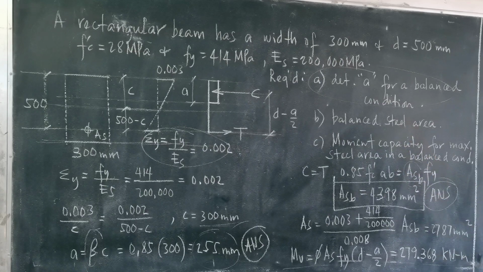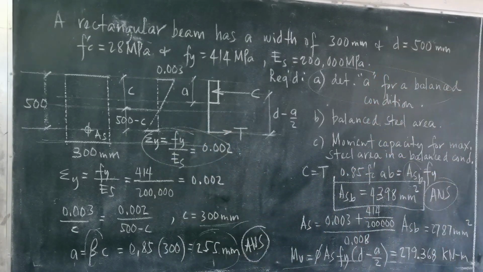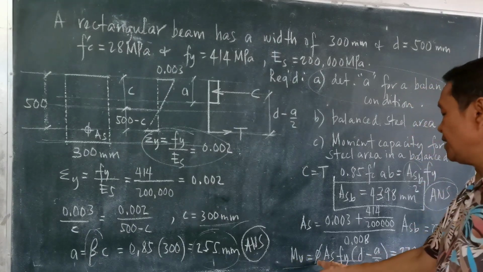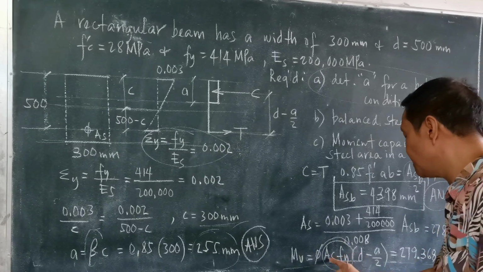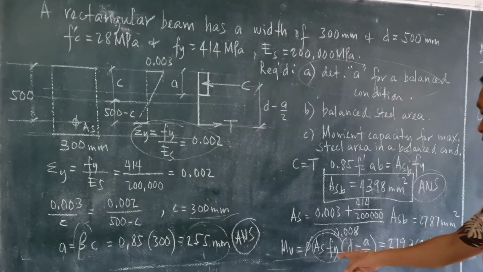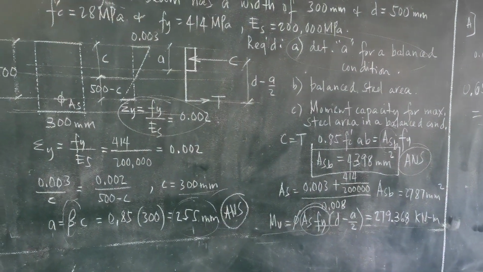Let's go to the last requirement. What is the moment capacity for maximum steel area in a balanced condition? So we still make use of the same figure. So ultimate moment is always equal to phi times the tensile force in balanced condition, so this is now A sub sb, times Fy times the quantity d minus a over 2.